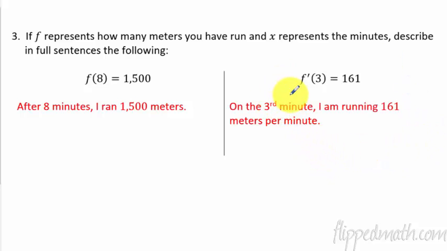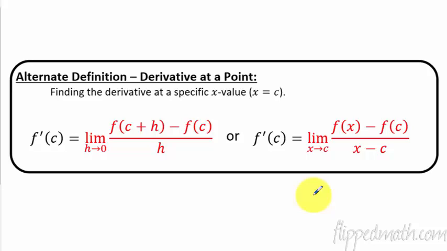Right at that exact moment, instantaneous rate of change, slope of a tangent line, right at the exact moment of 3rd minute, I am running 161 meters per minute. This is my rate of change at that exact moment. That is a derivative, and this is what it means when you see something like this. So you're going to have to be able to describe at times what is going on with these types of expressions.